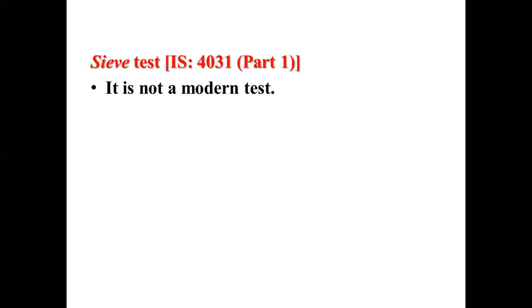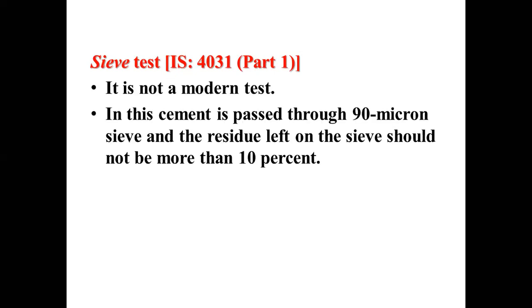So this is not a modern test, it is a rapid test. In this test, cement is passed through a 90 micron sieve and the residue left on the sieve should not be more than 10% for ordinary Portland cement. IS 4031 gives the limit that it should not be more than 10%. If it is more than 10%, it has more lumps and the quality of the cement is not going to be good. So the fineness is not there in the bag of cement.